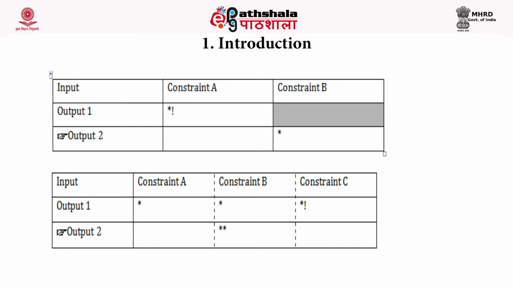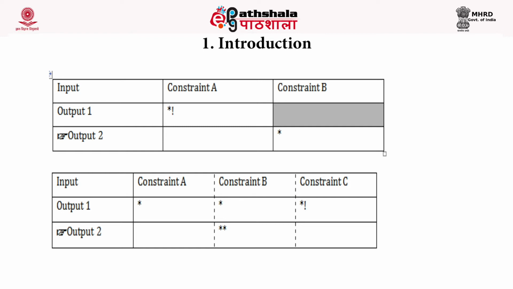As you can see in the picture, we have an input, two outputs, output 1 and output 2, and constraint A and constraint B. Once output 1 violates constraint A, that becomes a fatal violation, so any violations after that don't matter. So we shade that area. And although output 2 violates constraint B, that is not a serious violation. Hence, output 2 is our optimal candidate.